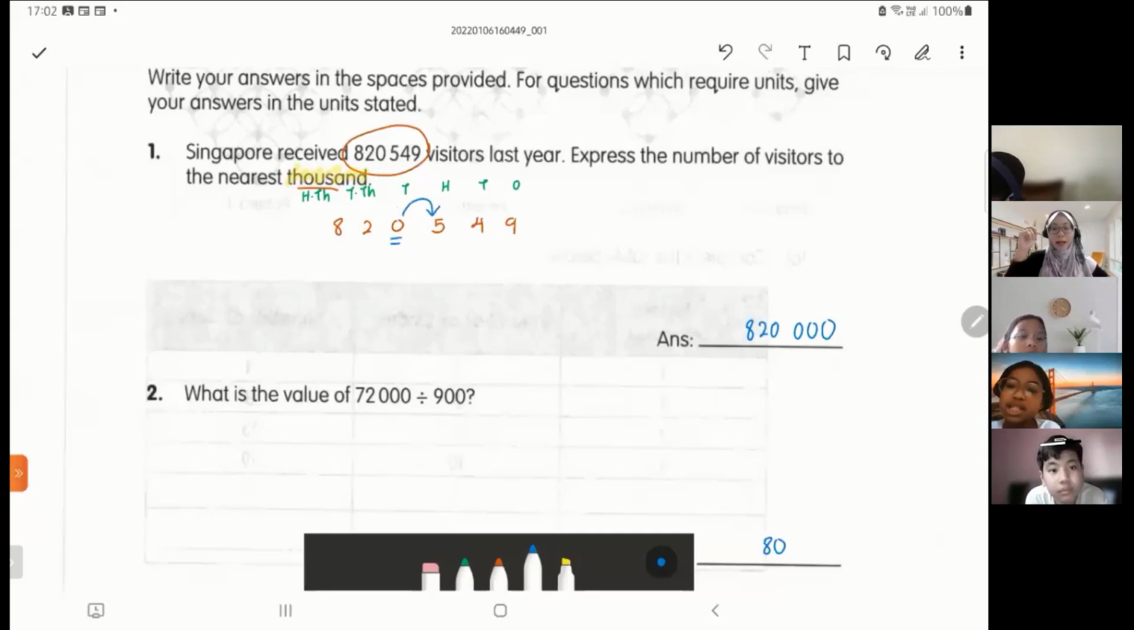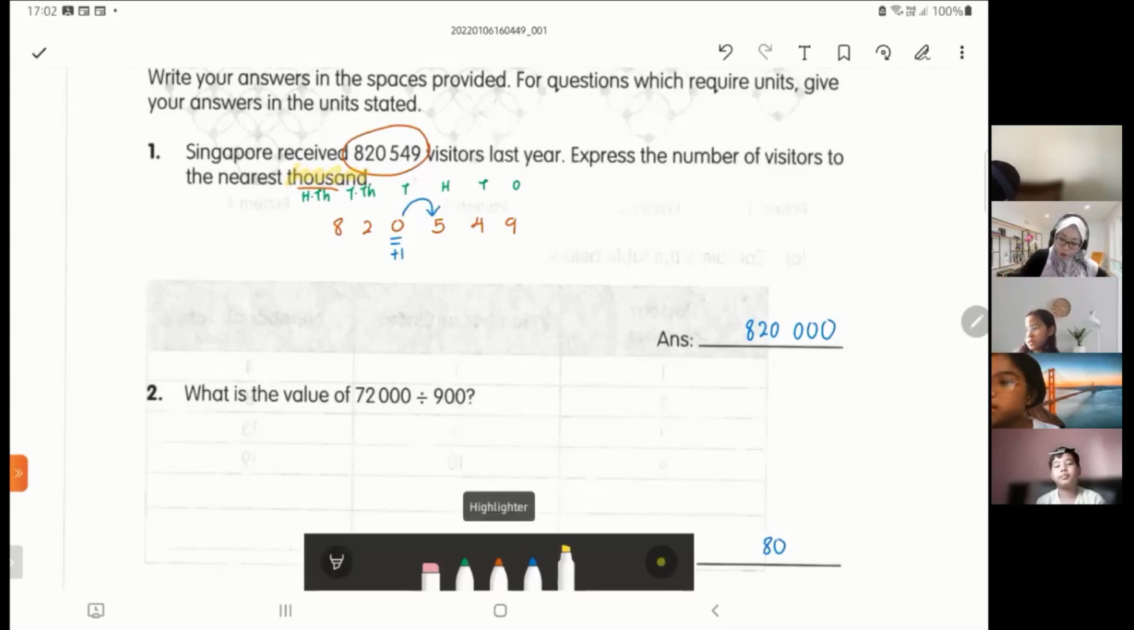The number that I point to, listen properly: if it is a 5 or anything more than 5, then the number I underline must plus 1. In this case, the number that I point to is 5. So what happens to the number I underline? I must plus 1.